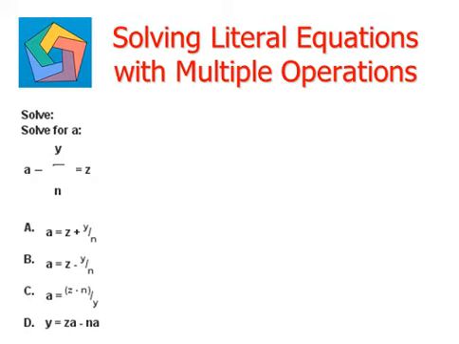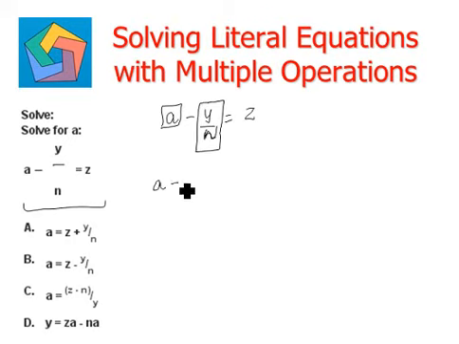Solve for a, and we're given a minus y over n equals z. Let's rewrite a minus y over n equals z. What we need to do is solve for a, that is this variable. We simply take y by n to the other side, or we add y by n to both sides, and this becomes free of y by n. This negative y by n plus y by n becomes 0.